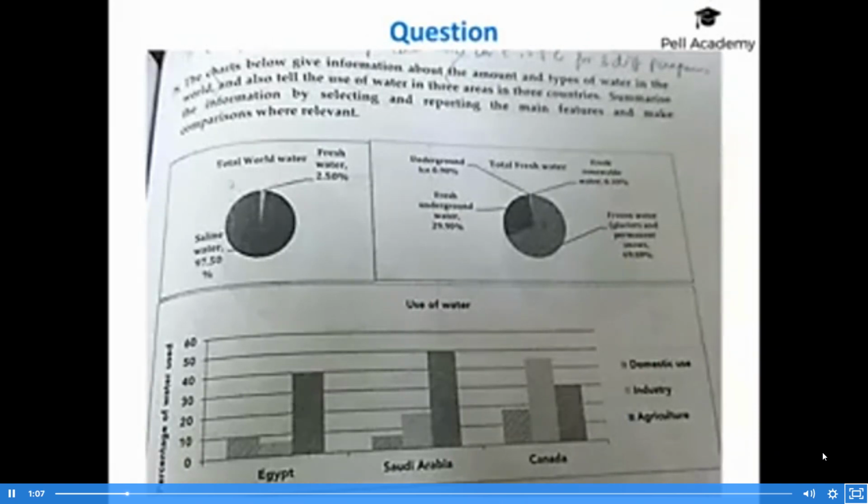So the title of the first graph here is Total World Water. Fresh water represents 2.5%, saline water represents 97.5%. The next chart represents total fresh water with underground ice at 0.9%, fresh renewable water at 0.3%, fresh underground water at 29.9%, frozen water, and then in brackets it says glaciers and permanent snow represents 69.8%. And then this third chart at the bottom, the bar charts, is use of water for Egypt, Saudi Arabia, Canada, and the 3 different categories are domestic use, industry, and agriculture.